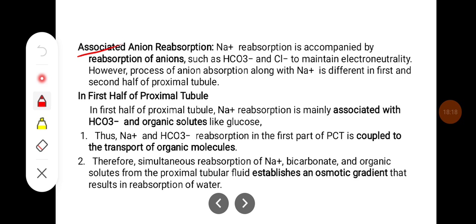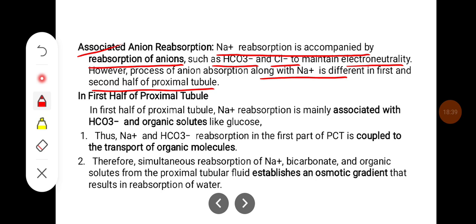There can be associated anion reabsorption. Sodium reabsorption is accompanied by reabsorption of anions such as bicarbonate and chloride to maintain electroneutrality. However, the process of anion absorption along with sodium is different in the first and second half of the proximal tubule.